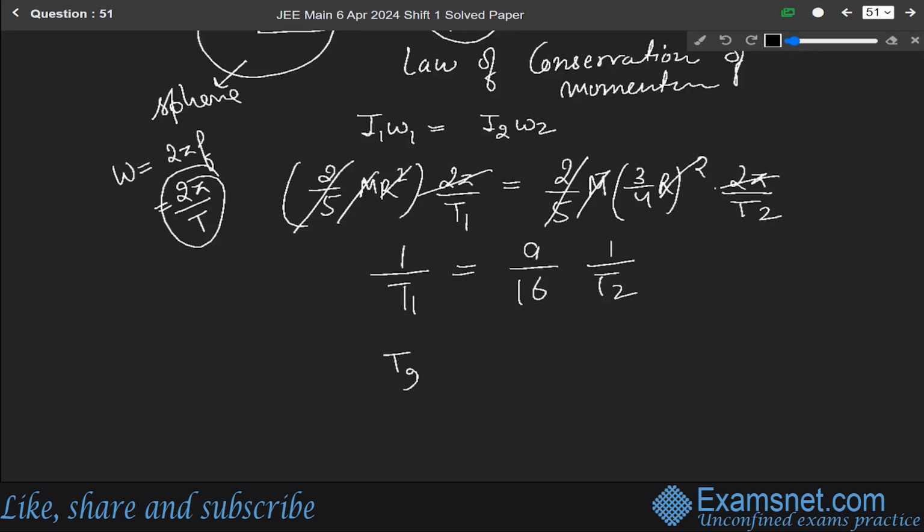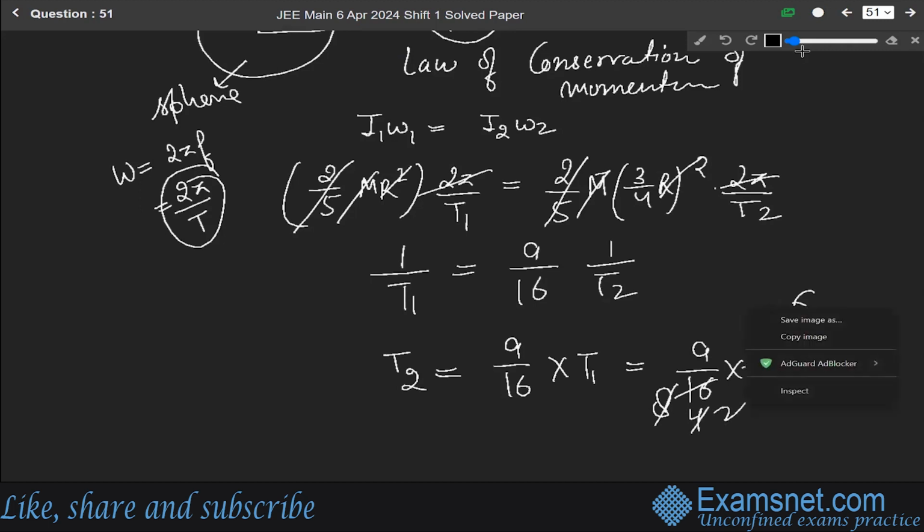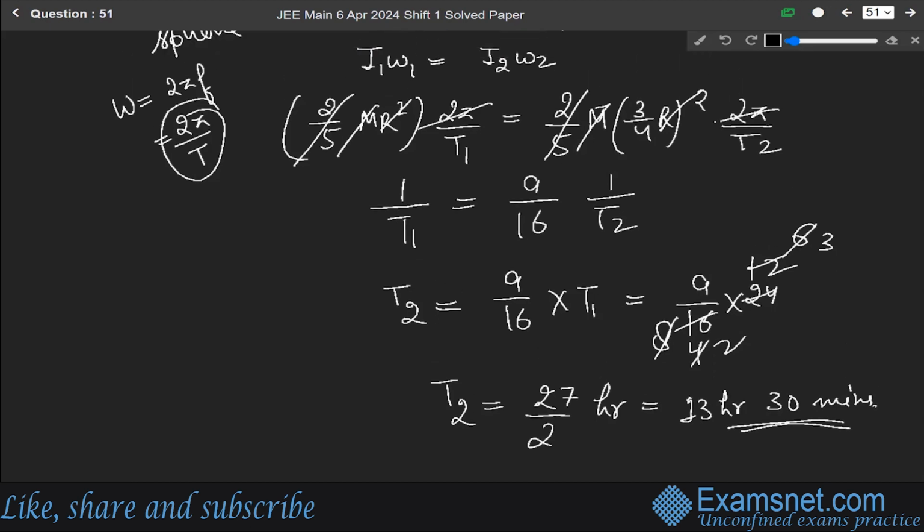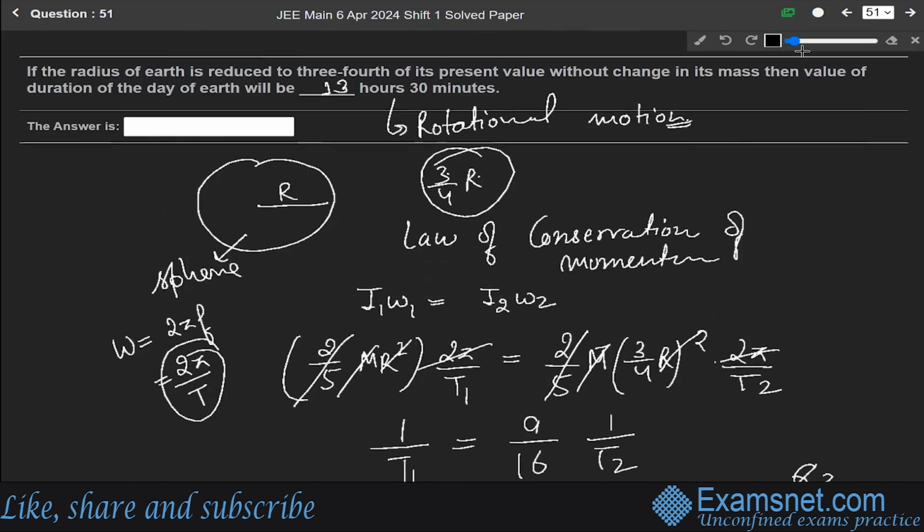So T2 will become 9 over 16 into T1, and T1 is 24, so 9 over 16 into 24. Solving it, 2 8s are 16, 2 12s are 24, 2 4s are 8, 2 6s are 12, 2 2s are 4, 2 3s are 6. So it will be 9 by 27 by 2. T2 will be 27 by 2, which means it will be 13 hours and 30 minutes. So our answer is 13 hours and 30 minutes.